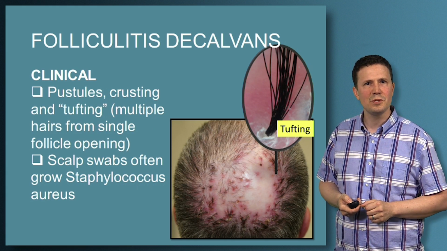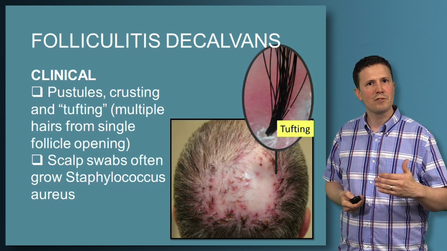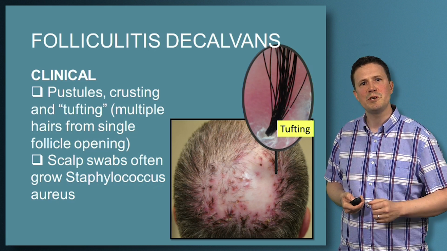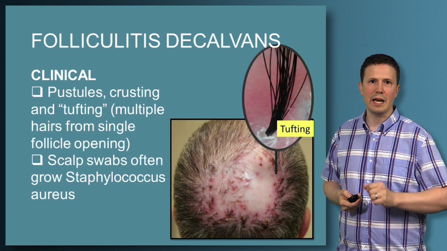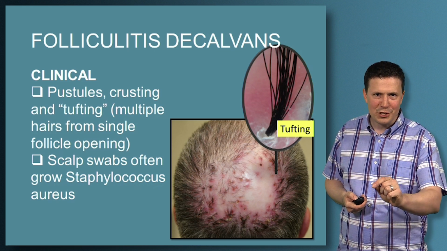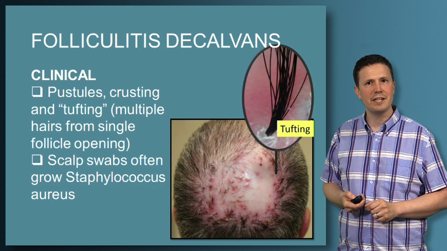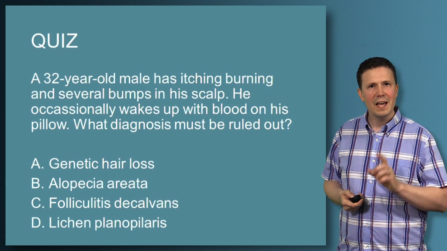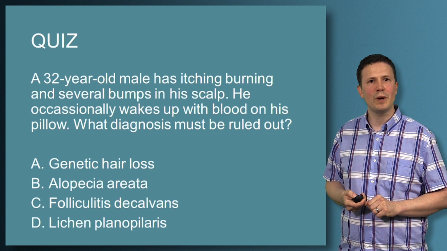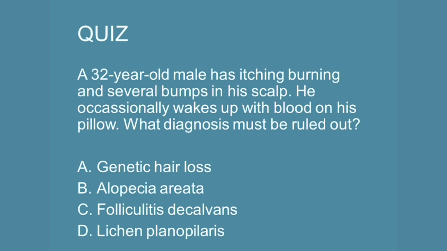Patients may have pustules when you look at the scalp. They may have crusting, they may have tufting, which we described in the previous slide. And when you swab these pustules, they often grow bacteria, especially Staph aureus. I'd like to pause for this quiz question, which helps you understand a little more about folliculitis decalvans and some of the important things that you should ask on history.